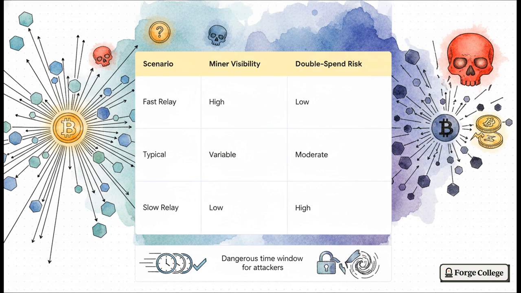If we break down the scenarios, in a fast relay, miner visibility is high, and the double spend risk is practically zero. But in a slow or partition relay, only a minority of miners ever even see the transaction. That slow speed creates a fragmented awareness across the network. Some nodes see one reality, others see absolutely nothing. That fragmentation delays confirmations and opens up a very dangerous time window for attackers to attempt double spends.